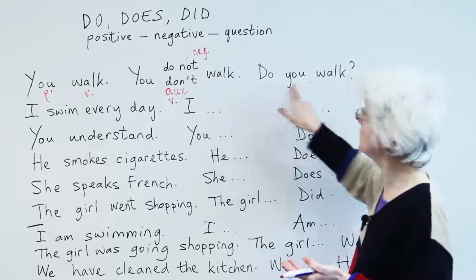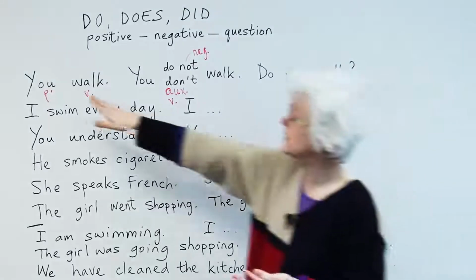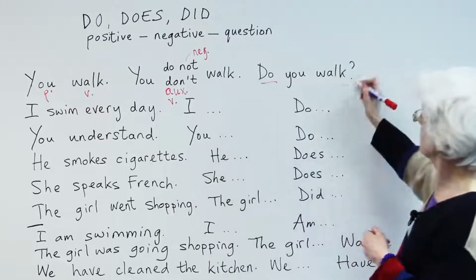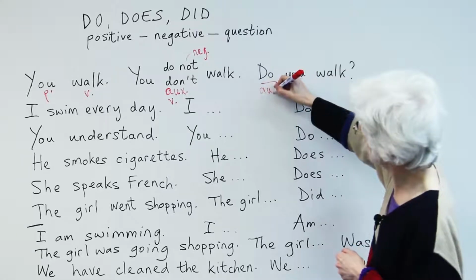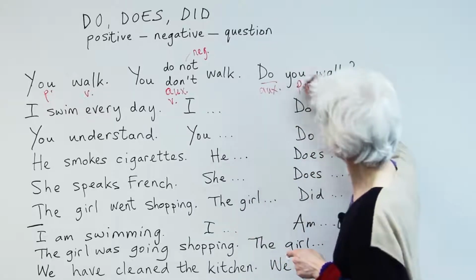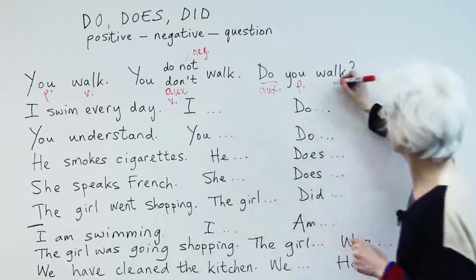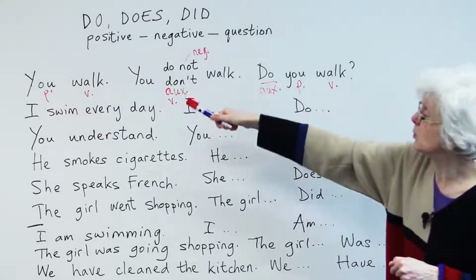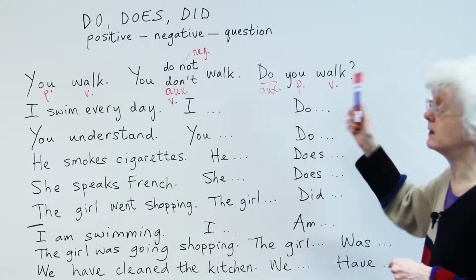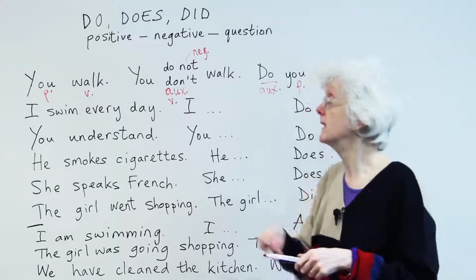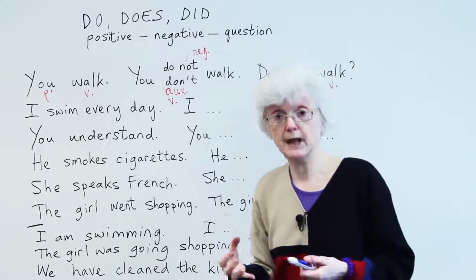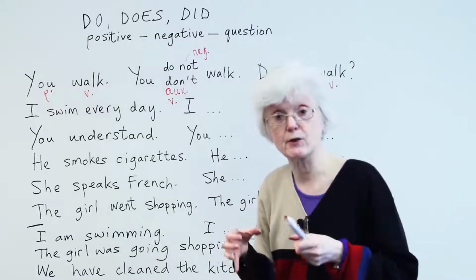Okay, and then again, if we turn it into a question and you're asking the person, it's do, again, do you walk? So you walk, do you walk? Okay, so do is the auxiliary, you is the person, the pronoun, and walk is the verb. Okay, so you walk, you don't walk, do you walk? So there in the simple present tense, for the negative and for the question, you need to use do as an extra and as an auxiliary verb.